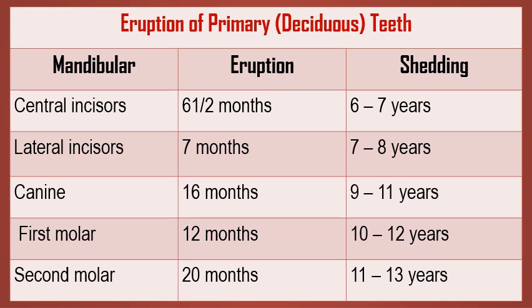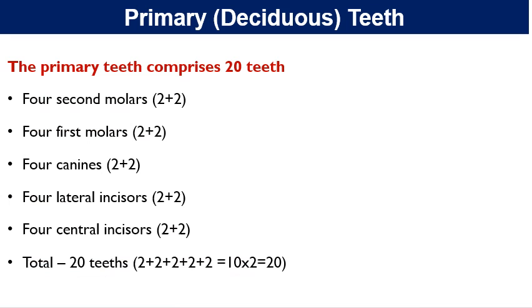And first molar, when the child completes 1 year of age, that is exactly 12 months, and the shedding time period will be 10 to 12 years of age. And second molar eruption is around 20 months, that is 1 year and 8 months, and around 11 to 13 years this will be shedding. This is the mandibular region eruption of deciduous teeth.